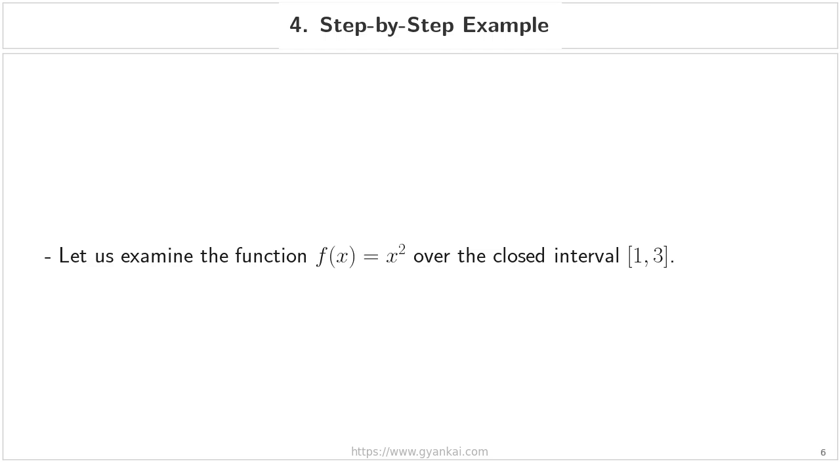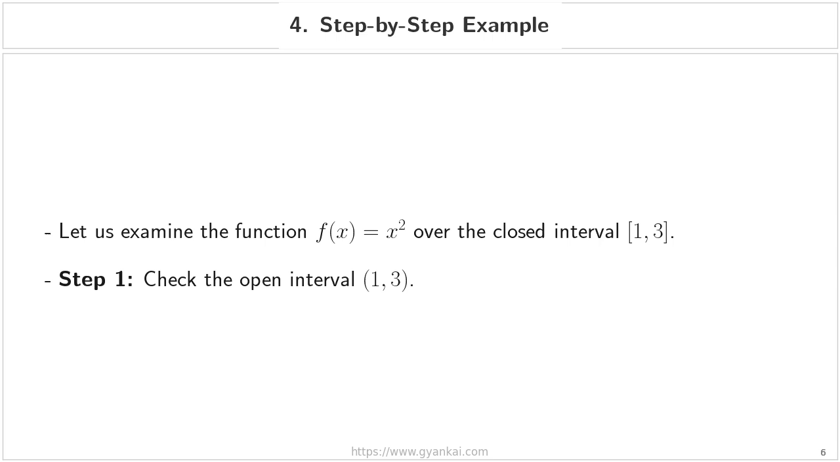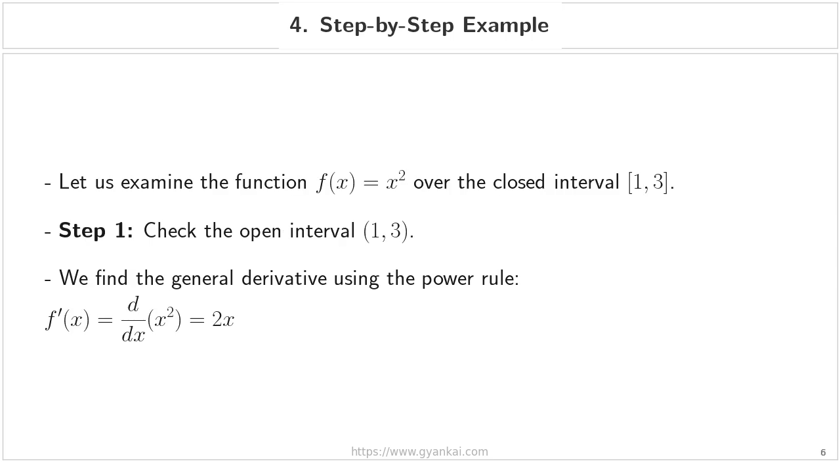Now that we have covered the theoretical definitions and the road analogy, let us apply these concepts to a concrete example. We will examine the function f of x equals x squared over the closed interval from 1 to 3. As we discussed in the previous slides, verifying differentiability over a closed interval requires us to satisfy 3 specific conditions. Our first step is to check the open interval, which consists of all values between 1 and 3, excluding the endpoints. To do this, we first find the general derivative of the function.